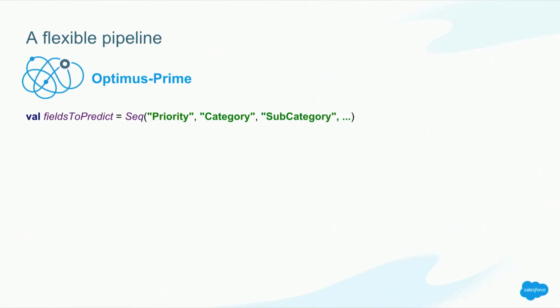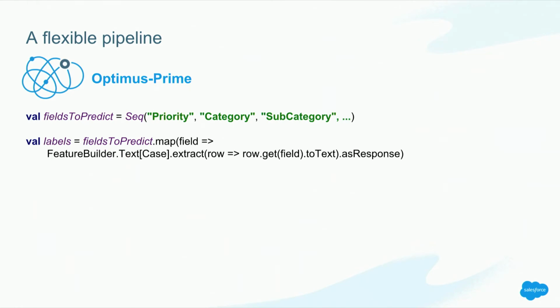So what does that whole pipeline look like in code if we want to make it flexible? If we want to predict many different fields, we can start with the sequence of those fields we want to predict. We're going to want to predict a priority, a category, a subcategory field for this particular tenant. So next step is to create a sequence of features. So that's just going to be a simple map operation. We're going to apply that feature builder to each of the different features and extract them all out. So now we have a sequence of labels, of features.